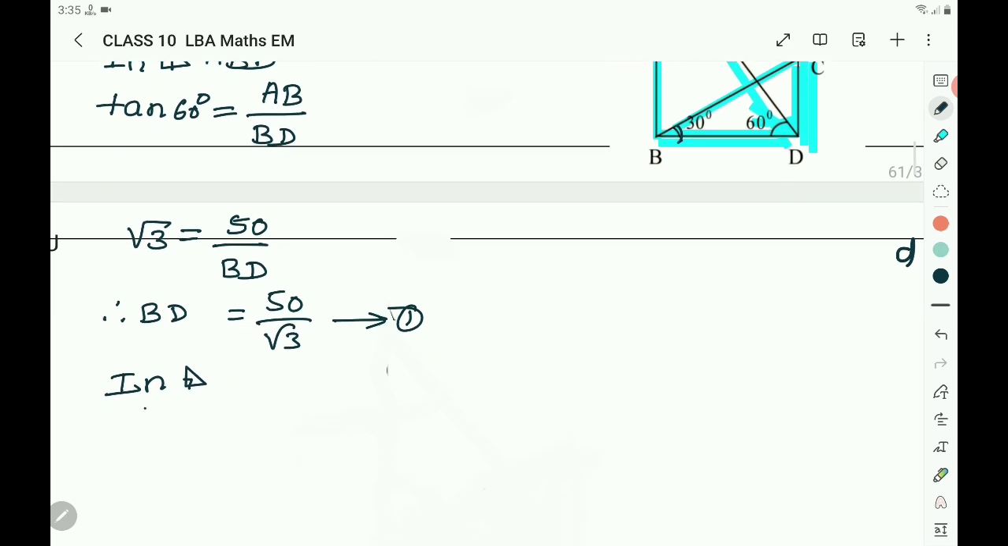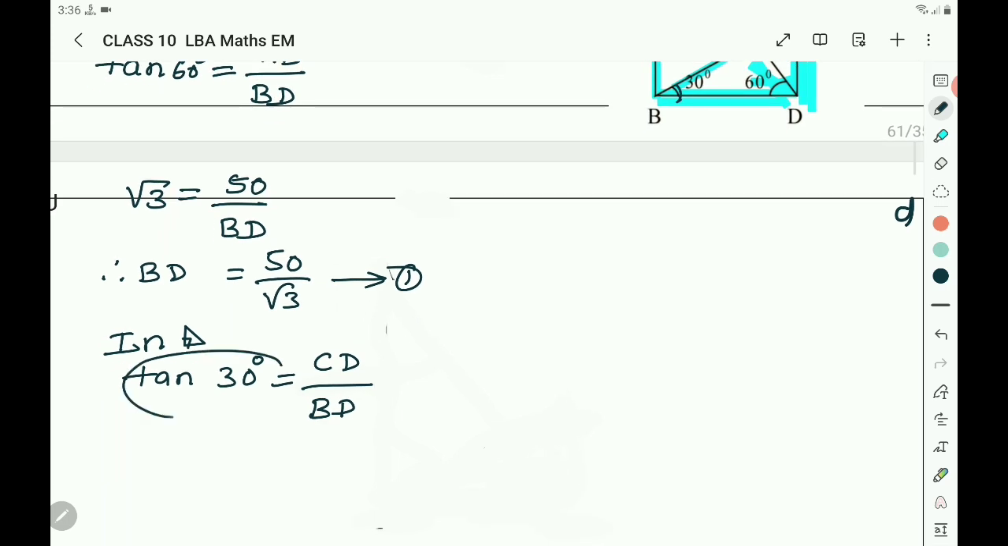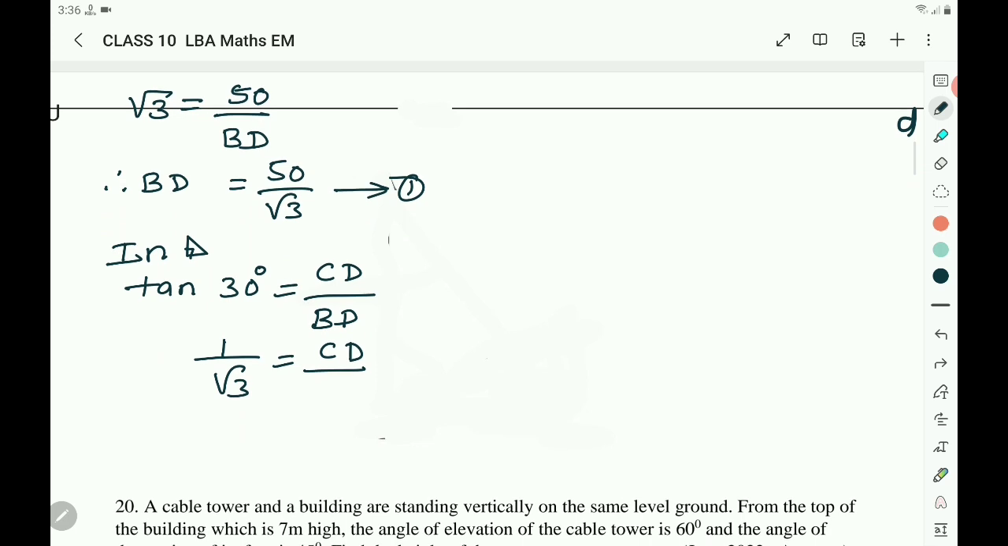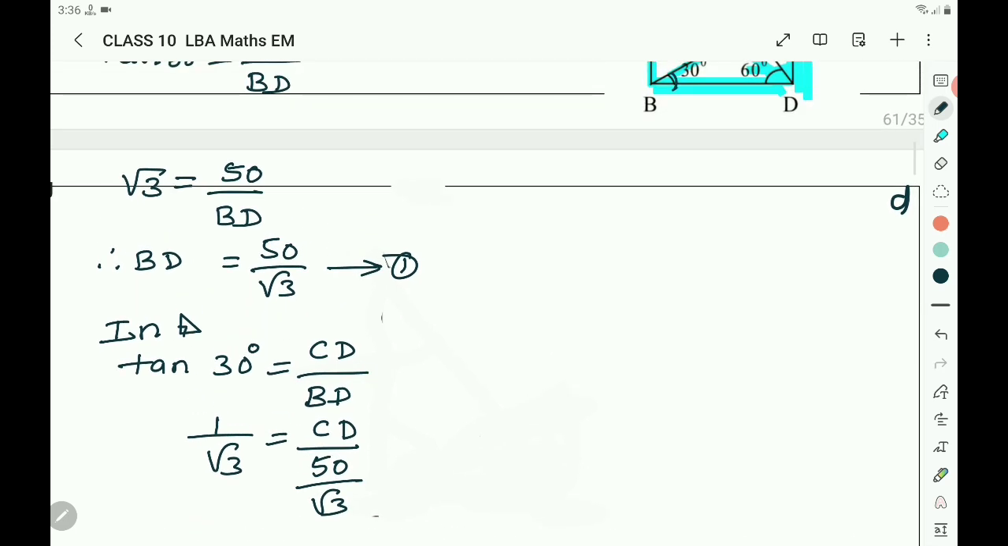Tan 30 degrees equals opposite side CD by adjacent side BD. What is the value of tan 30? Tan 30 is 1 by root 3, equals CD, which is to be found out, by BD, which is 50 by root 3. Now 1 by root 3 and 50 by root 3.